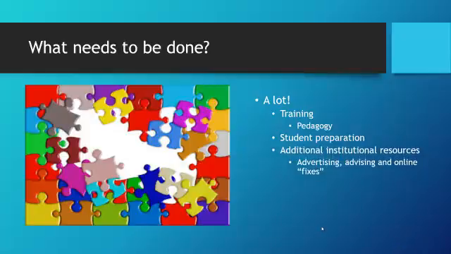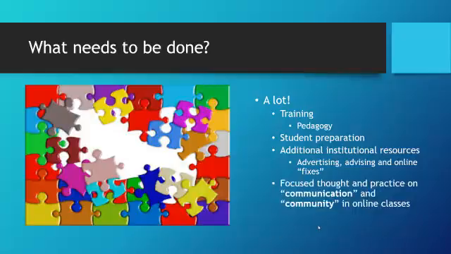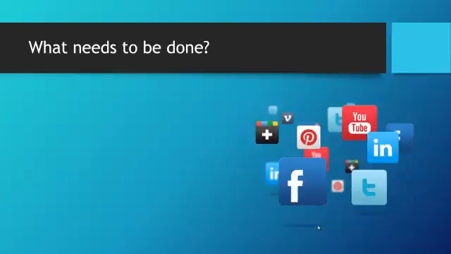Also, we could use additional institutional resources, a strong advertising campaign that tries to get away from that feeling of sitting in your bunny slippers and pajama pants, eating a bowl of Rice Krispies while you do your homework, although some of them may do that. We want to get away from that. We also want to connect with advising and other online fixes that could help our students be prepared. We could also focus thought and practice on communication and community in our online courses. Be conscious of it. And that is what we're going to talk about, communication and community in our online courses.